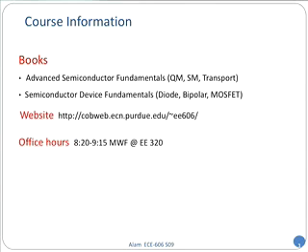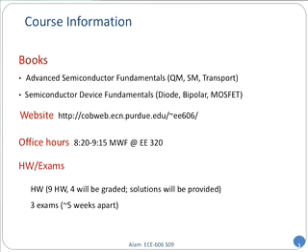Now, the course website will be at cobweb.ecn.purdue.edu/~e606. Notice the tilde. And for office hours, I'll be available after the class, which is supposed to end at 8:20 till 9:15. We'll stay here as long as possible, and then I'll be available in my office. The office is at EE320, upstairs.